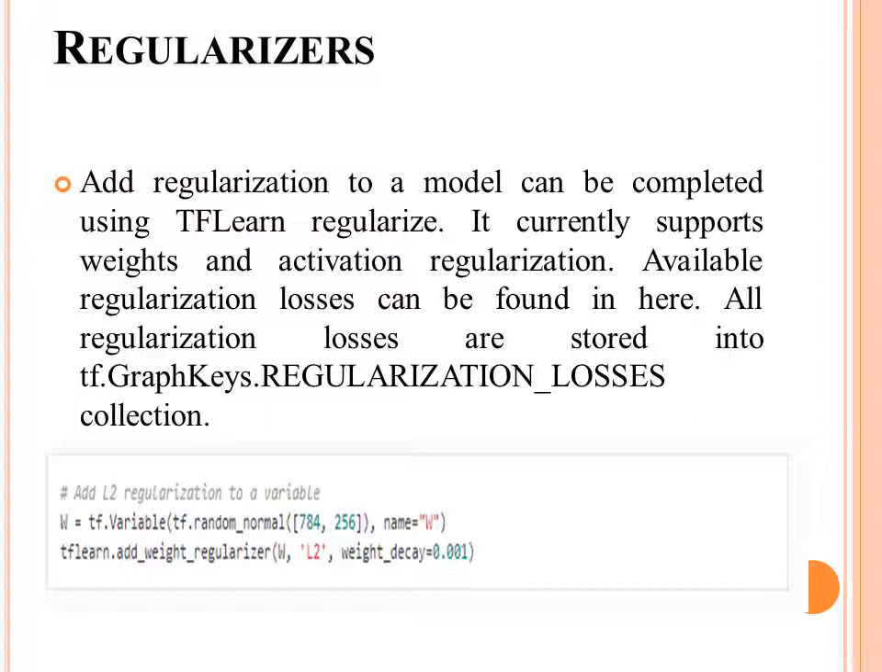The code to be written for regularizers, to add L2 regularization to a variable, is: W equal to tf.Variable tf.random_normal, in which you pass arguments like 784, 256, and the name is given to be W. Then tflearn.add_weights_regularizer, in which you define W, L2, which is the name of the regularizer. Weight decay, which you are using here, is equal to 0.001.